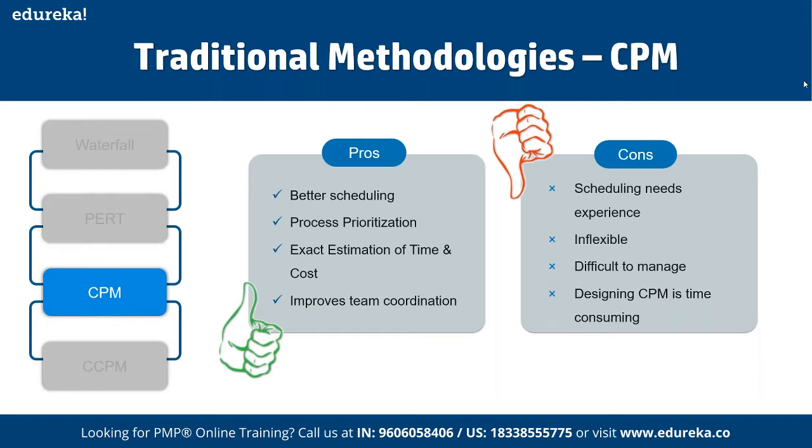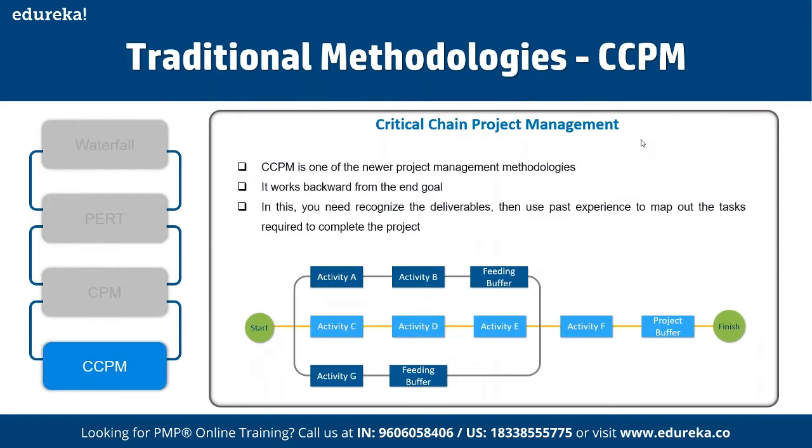Then we have CCPM. CCPM refers to critical chain project management. CCPM is one of the newer project management methodologies. It works backward from the end goal, and in this we need to recognize the deliverables. When we recognize deliverables, we can use past experience to map out the tasks required to complete the project. For example, here we have multiple activities as activity A, B, C, G, F. Here we can define the entire order in which it has to be completed.